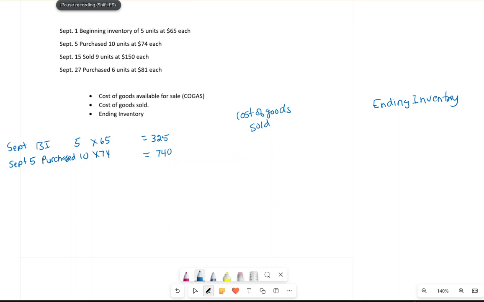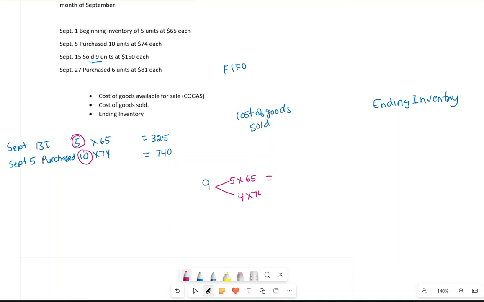So then we sold how many units? We sold 9 units. So that's what we did. We sold the 9 units. And what method are we using? We say FIFO, first in, first out. So this inventory was my first inventory that came in. So I'm gonna sell 5 units at 65, but I sold 9 units. So 4 units will come out of my second inventory.